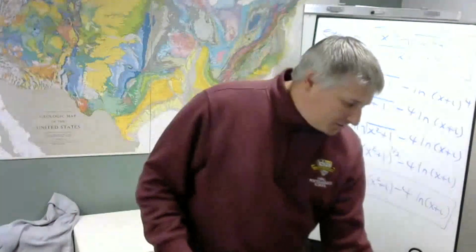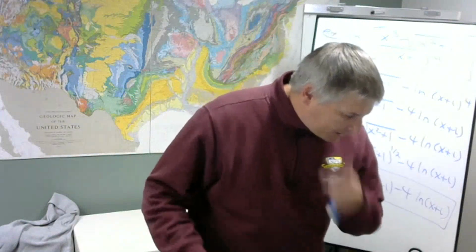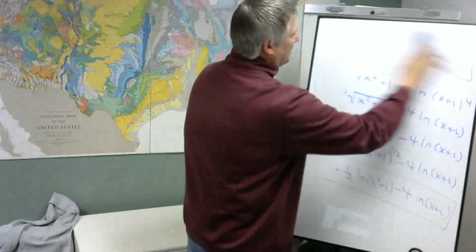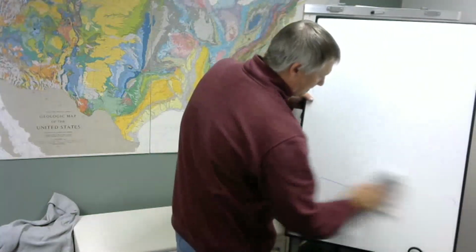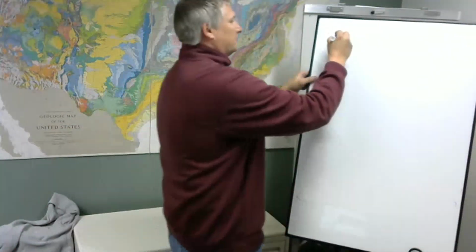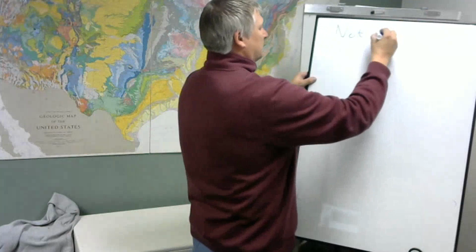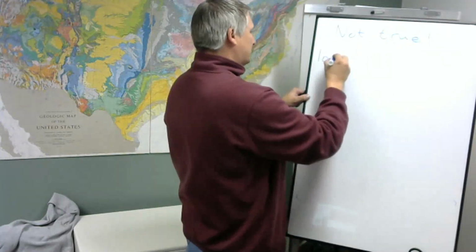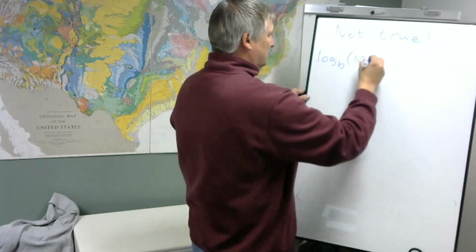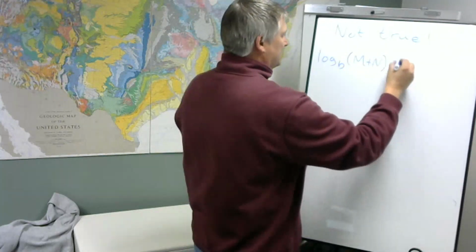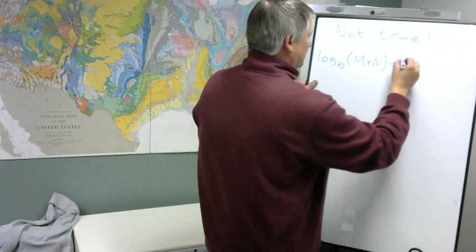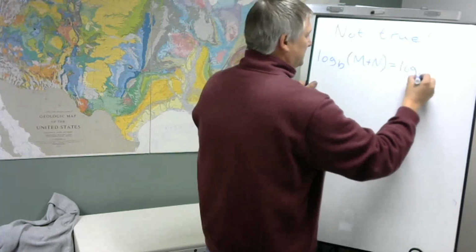So it brings up some issues, and something to point out. The author mentions this too. There are some incorrect uses of the properties that are very easy to make. So, things that are not true. And that would be the log base b of a sum. It's not true that this is the case.